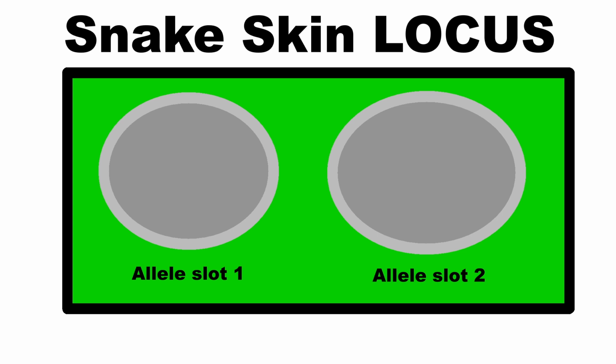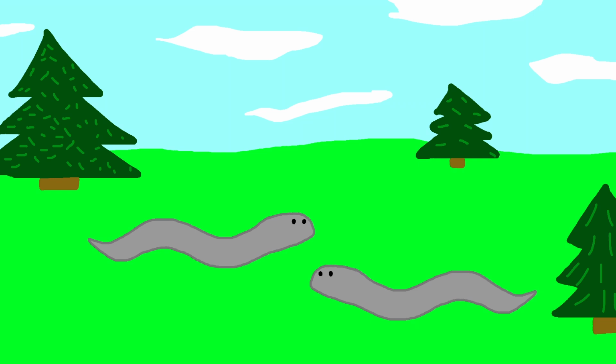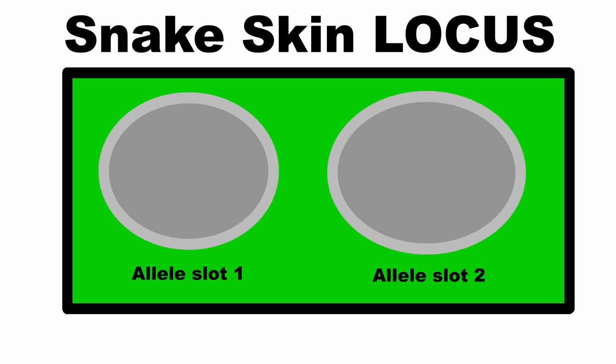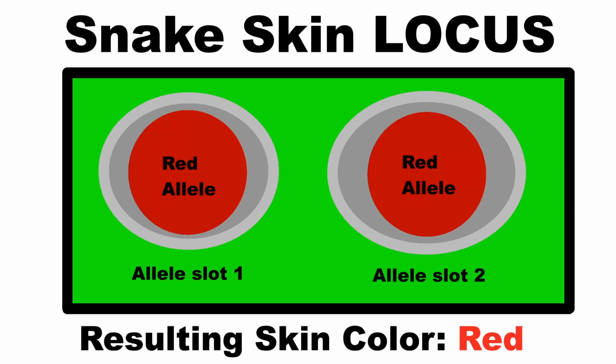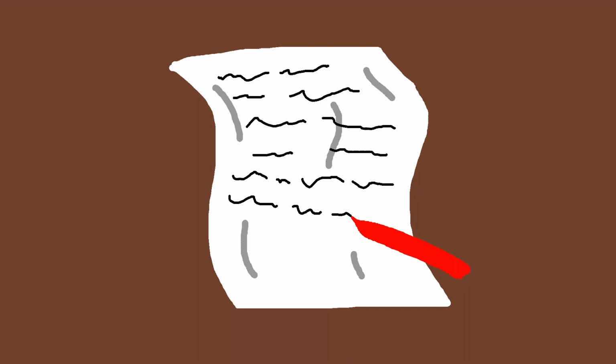So let's imagine a locus programming for the color of snake skin. So we have snakes. These snakes can either be red or blue. So there's a red allele, and this is the dominant allele. And there's a blue allele, which is the recessive allele. So now, let's zoom in to the skin color locus. If the snake has 2 red alleles, it will have red skin. And if the snake has 2 blue alleles, it will have blue skin. And if the snake has 1 red allele and 1 blue allele, the snake will be red, since the red allele is dominant.